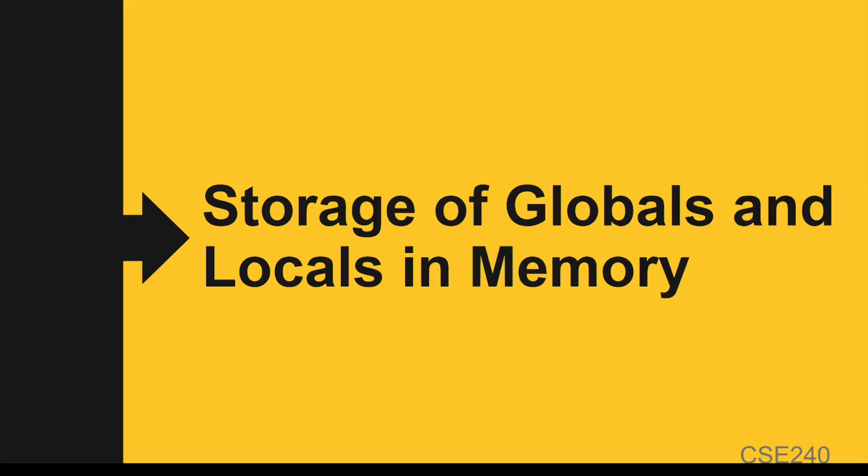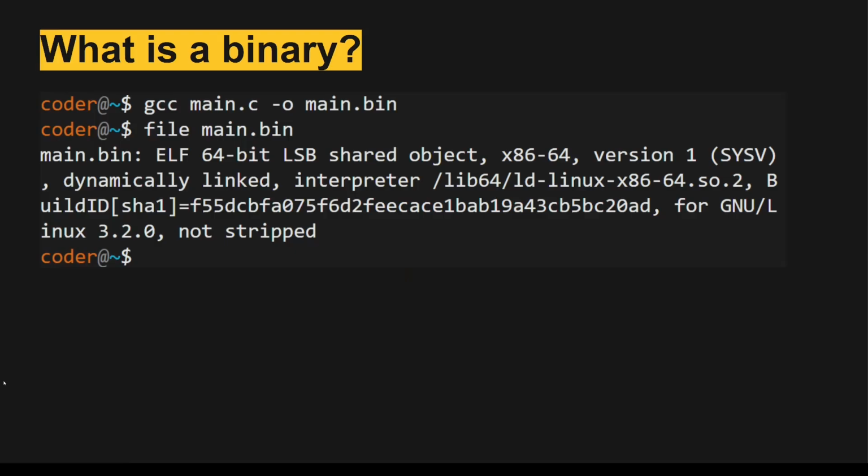Greetings, coders. In this video, we're going to look at how global and local variables are stored in memory while an ELF binary is executing. So what is a binary? Well, a binary is the result of compiling our source code. And we end up with this main.bin in this case.